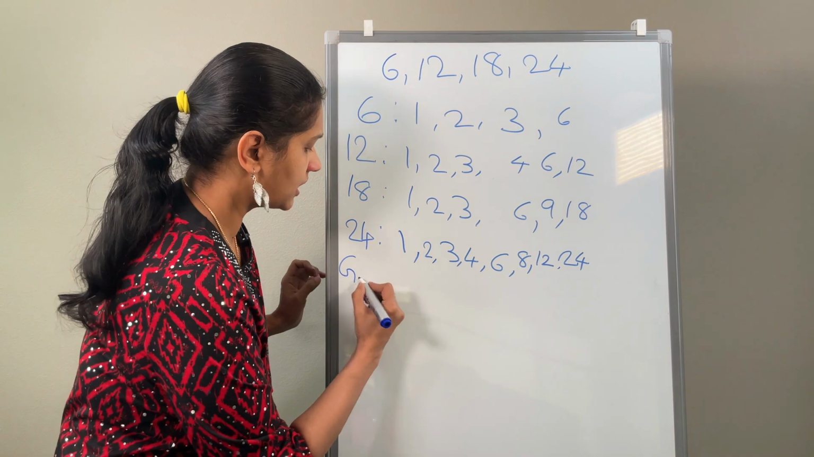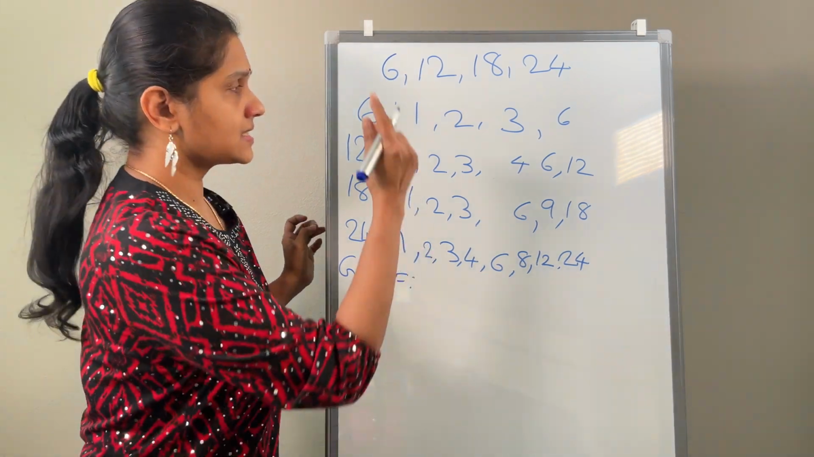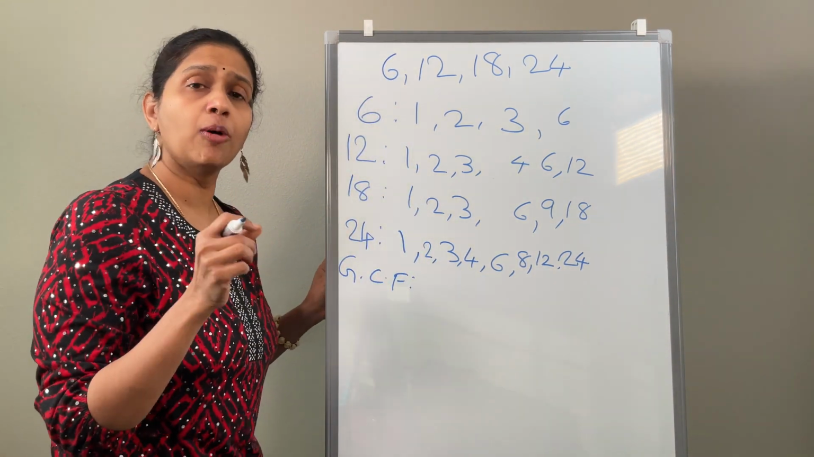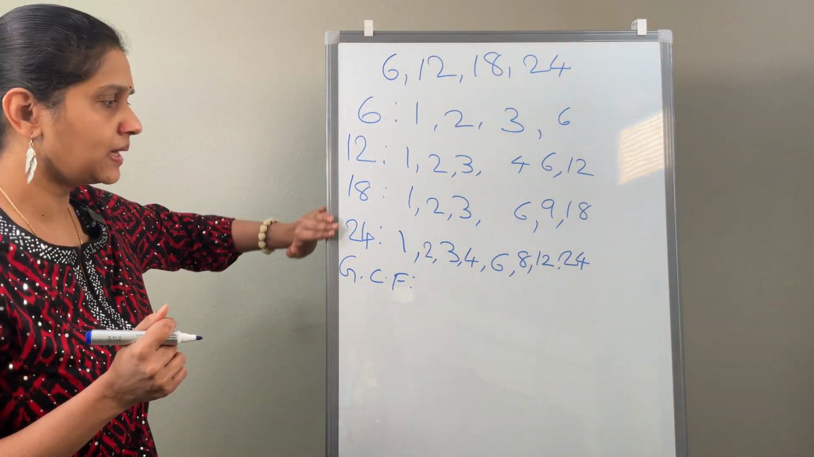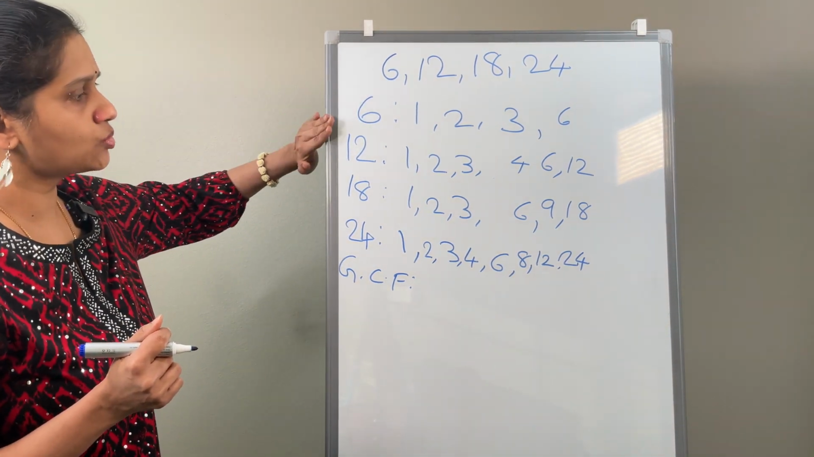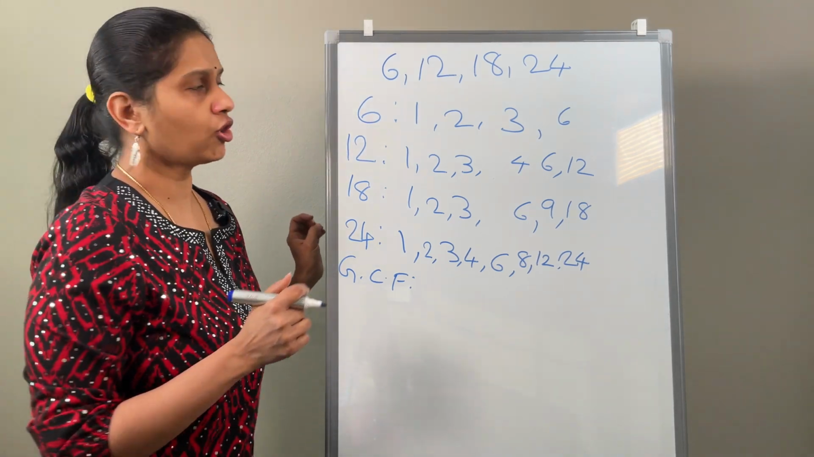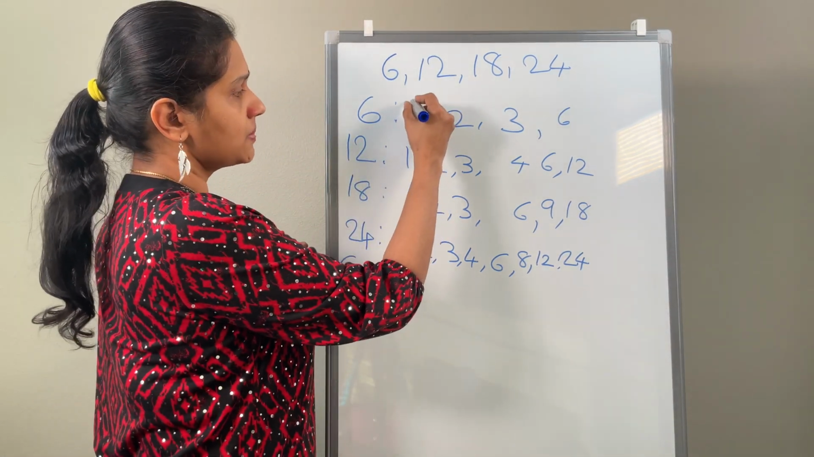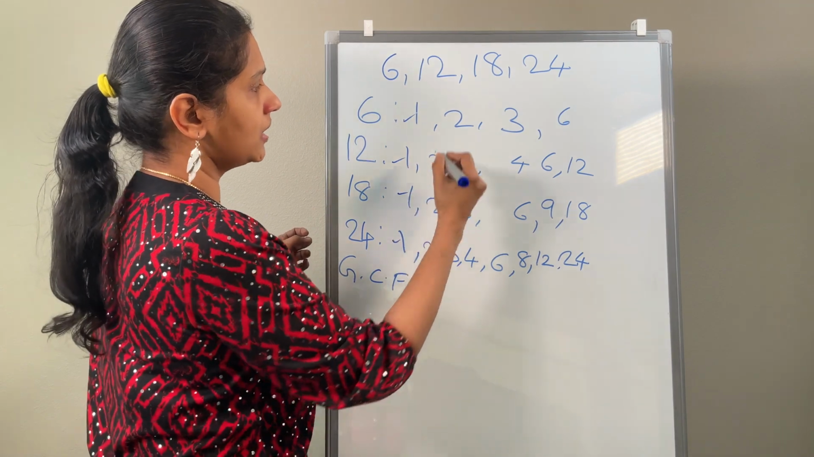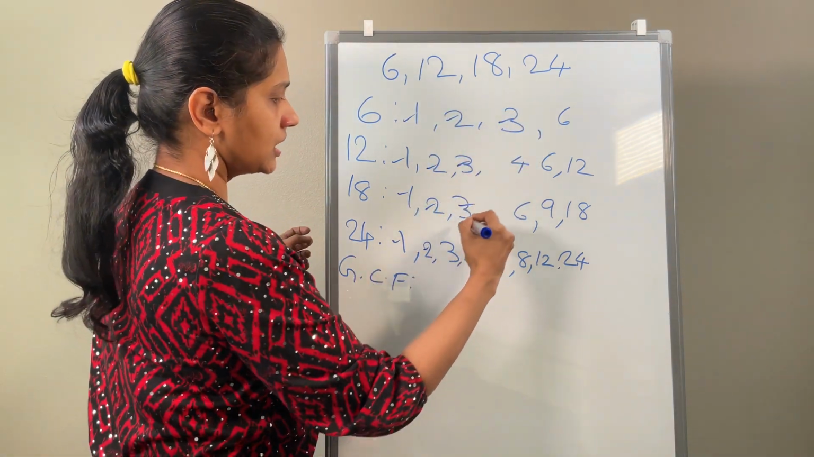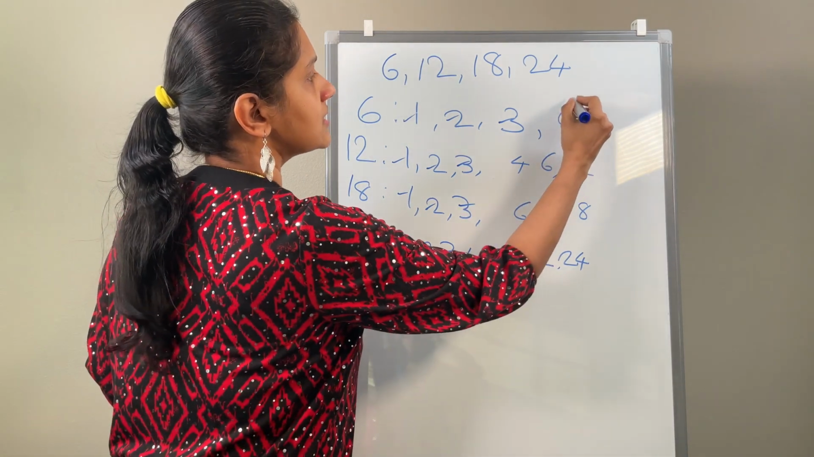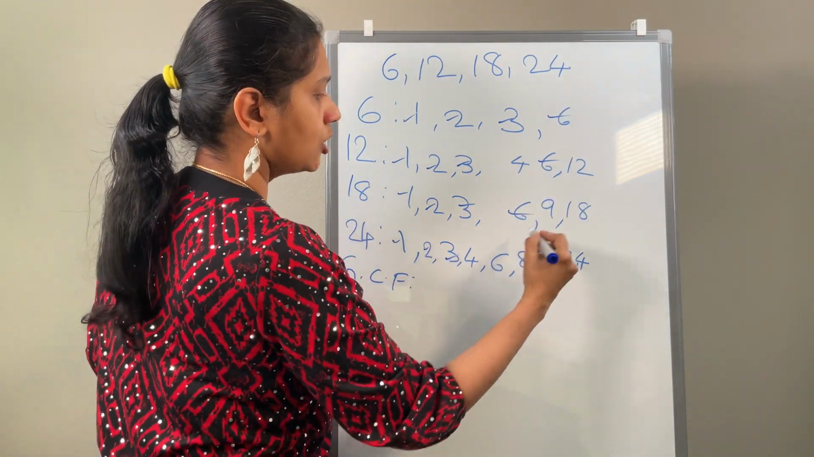Now how to find the GCF? Let us circle the numbers that are common in all the 4 numbers. You should not say 3. It should be available in all the 6, 12, 18, 24. All the 4 numbers. What are all the common numbers? You can see 1 is common. You can see 2 is common. You can see 3, it's available in all. You can see 6 is available in all.